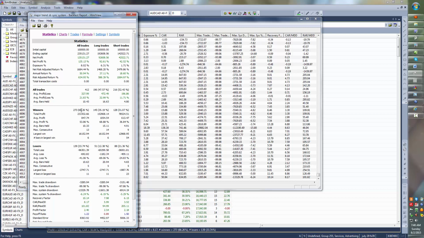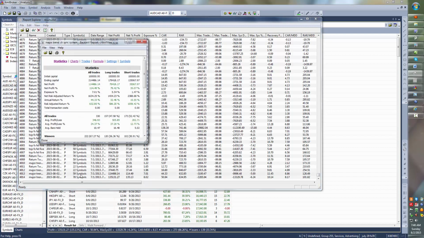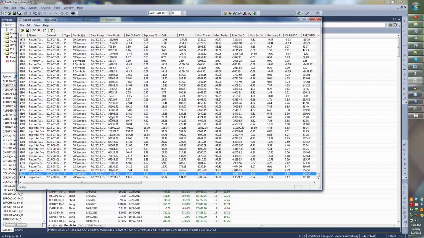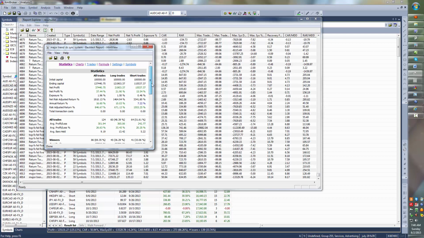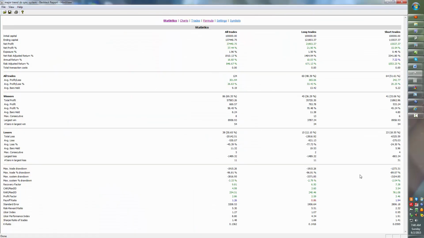In the case of the 78, it's 66%. In the case of the 59, it's 67%. And in the case of the 22, it winds up being 69%. And notice in all cases, there are long and short positions.